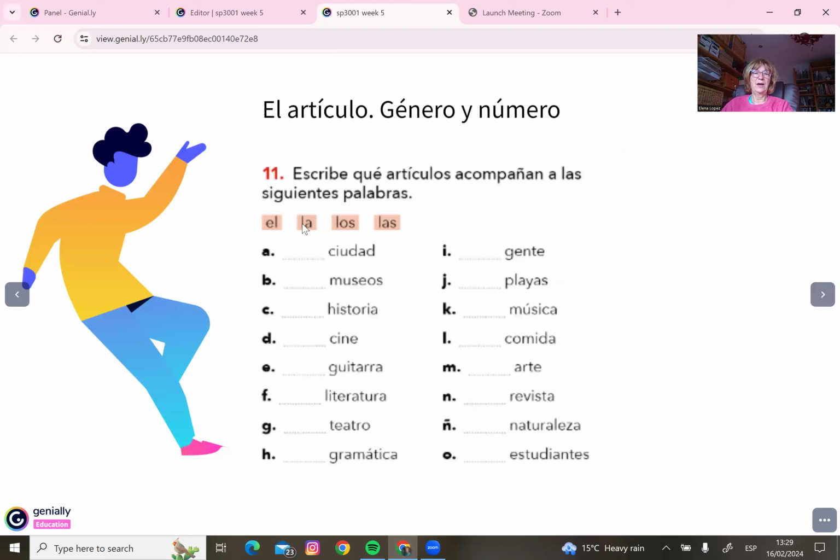So you can try to put the right article in the right word now. This is a feminine ending, la ciudad. Masculine plural, los museos. Femenino singular, la historia. El cine, masculino. La guitarra, femenino. La literatura, femenino. El teatro, masculino. La gramática. Gente, we can't really know whether this word is feminine or masculine with this E ending, but in this case it is la gente. Femenino plural, las playas, la música, la comida, el arte, la revista, la naturaleza, los estudiantes.